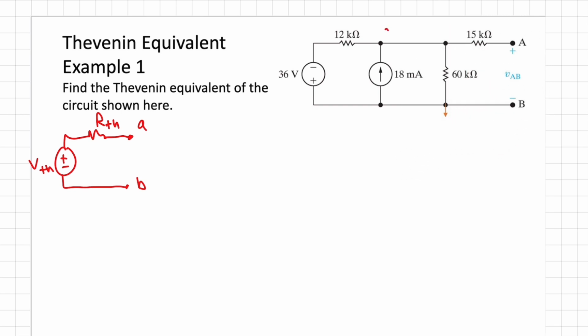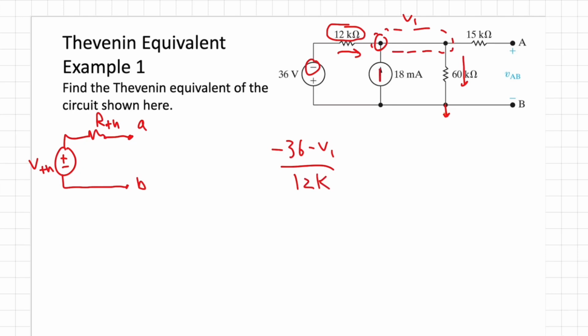So finding V1, this is a node right here. We'll call it V1. And we have our ground node already drawn for us. And we want to find V1 with currents, Kirchhoff's current law. So let's label this current going in, this current going out. And what we have is, this is negative 36 volts. And it goes to V1 and it goes over this resistor 12K. So we get negative 36 minus V1 over 12K.